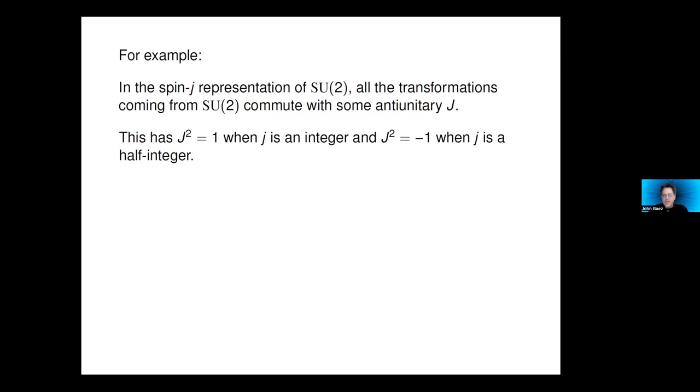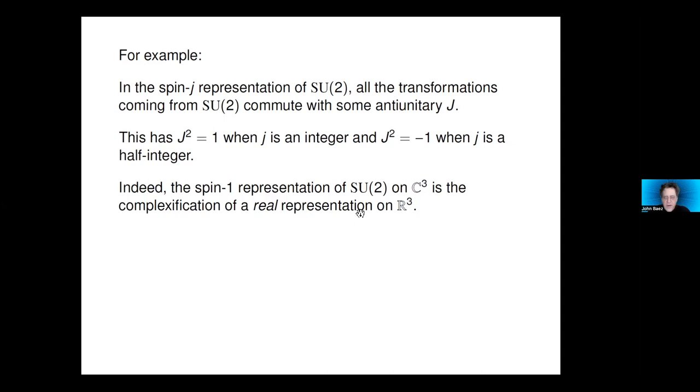For example, what about representations of SU2? So the irreducible representations of SU2, there's one for every spin J. And it turns out that in any one of those representations, all the transformations coming from SU2 do commute with some anti-unitary. Unfortunately, I'm calling this anti-unitary J. Now you're probably thinking about angular momentum in quantum mechanics, especially if I write J squared, and I probably should have not called it J, but it was irresistible because of the connection to quaternions. So there are two possibilities. One is that J squared is equal to the identity, and that happens when your spin is an integer. And the other possibility is that J squared equals minus one, and that happens when the spin is a half integer.